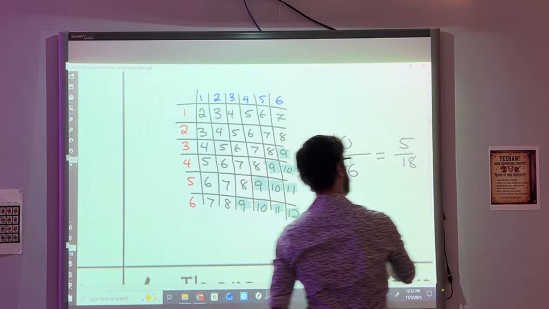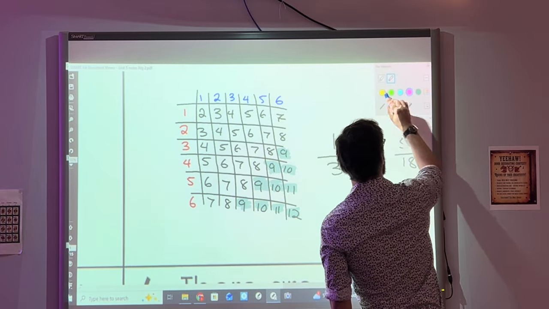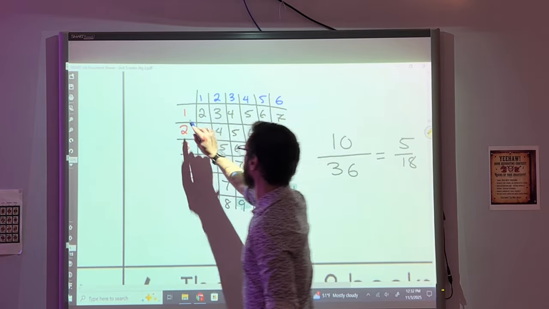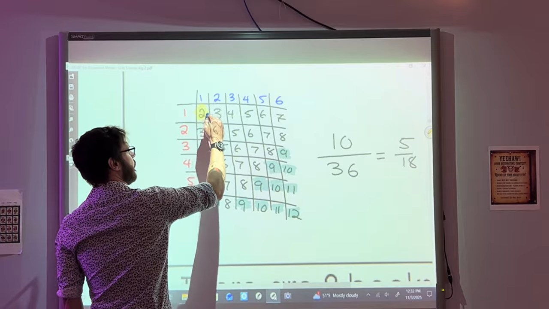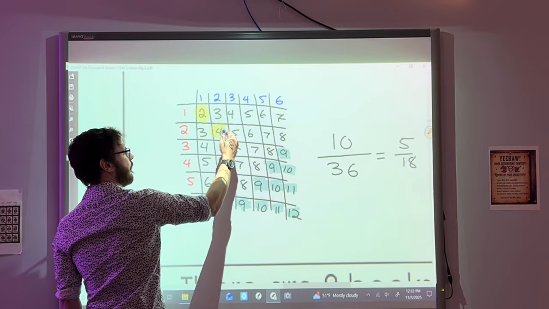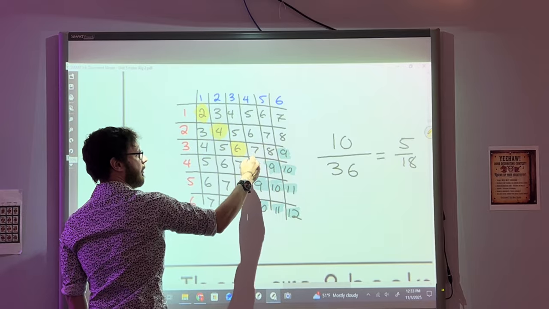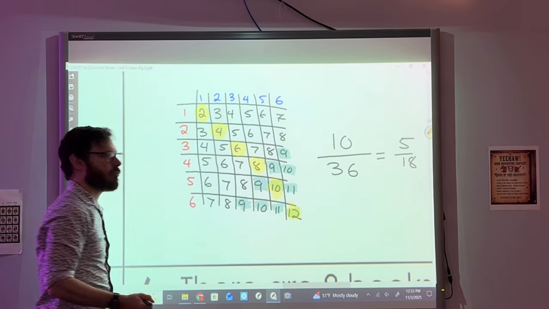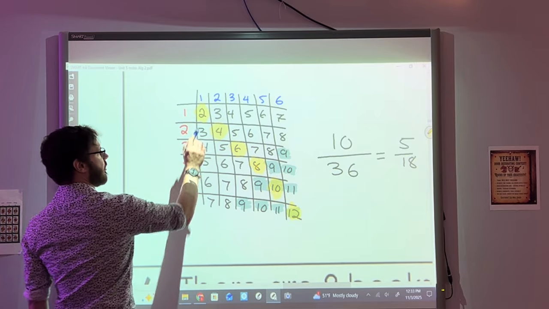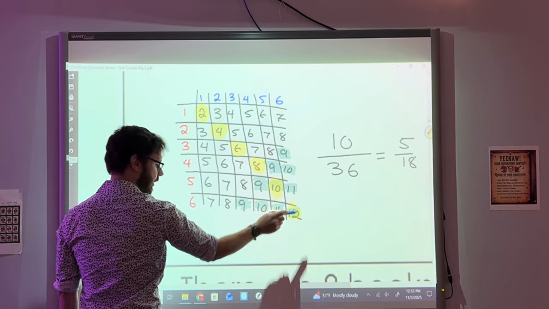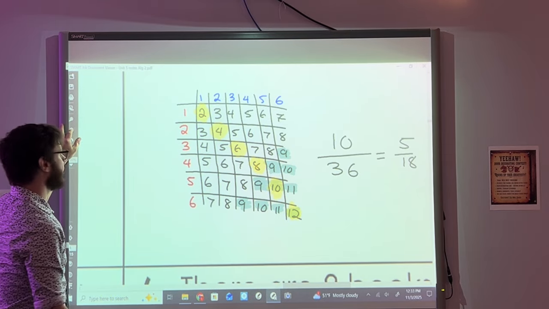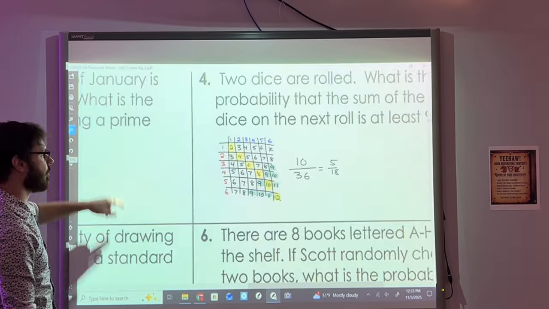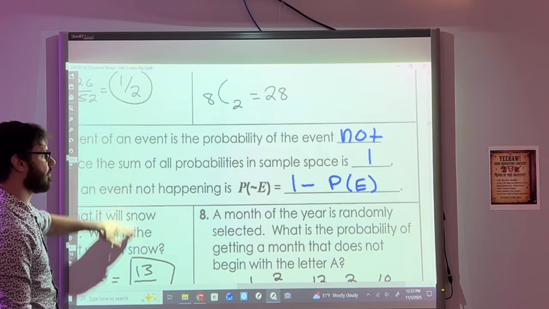How many doubles do we see? Well, what is a double? It's a 1 and a 1. 1 and 1 make 2. 2 and 2 make 4. 3 and 3 for 6. 4 and 4. 5 and 5. 6 and 6. So I have 6 double chances, 1, 2, 3, 4, 5, 6 out of the total 36. So not very many ways to make doubles.